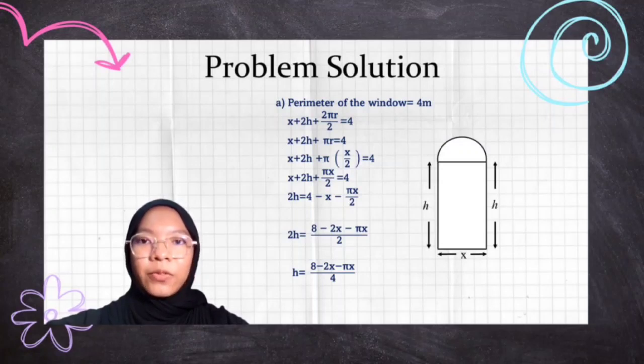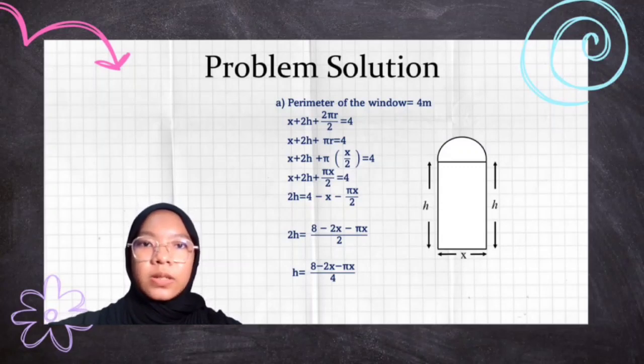After that, we move 2 from h to the right. It will be divided. Finally, we will get h equals to 8 minus 2x minus pi x over 4.